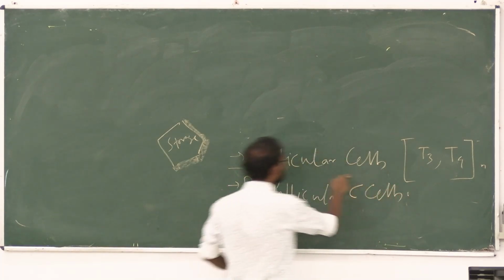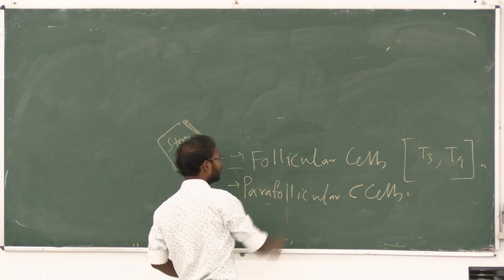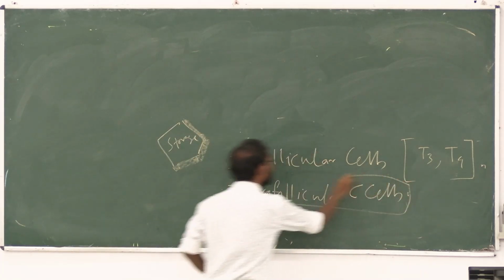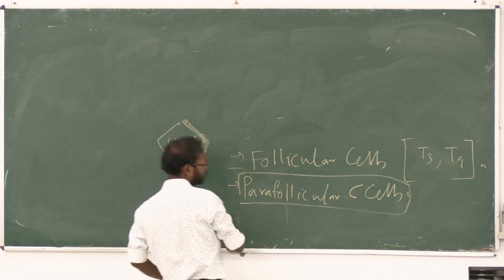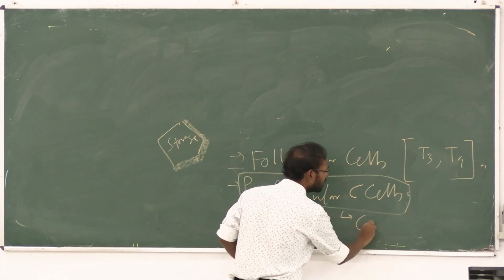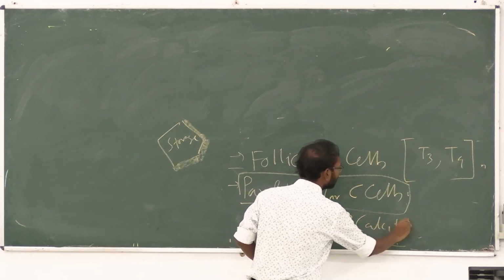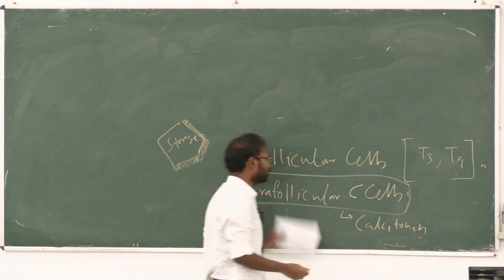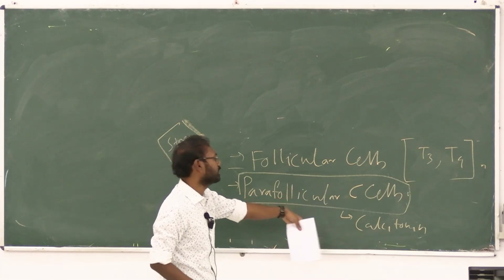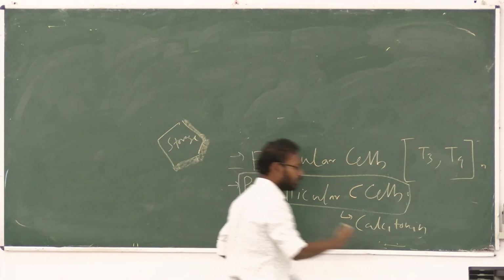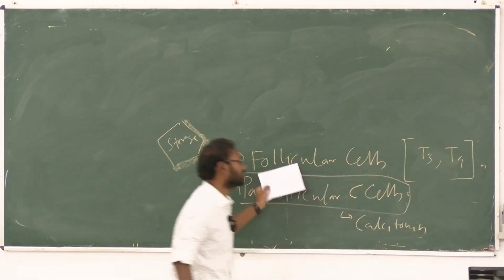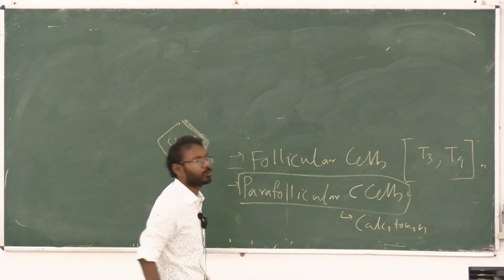Anyway, parafollicular cells, parafollicular C cells. So follicular cells are responsible for T3, T4 storage. Parafollicular cells, C cells, these are responsible for formation of calcitonin. Okay. Don't write follicular cells for calcitonin; follicular cells are responsible for thyroid hormone storage.